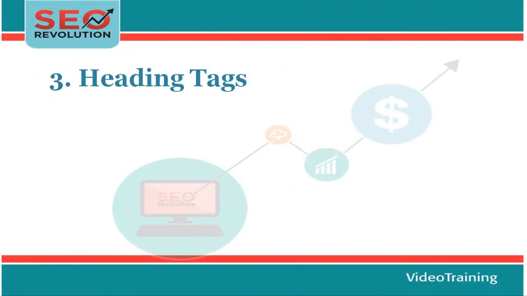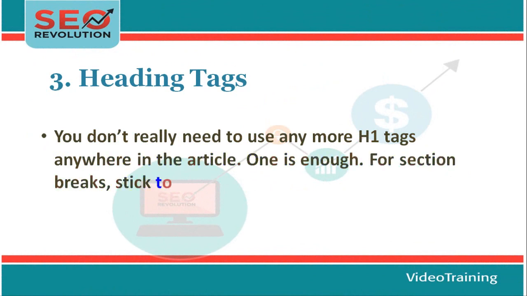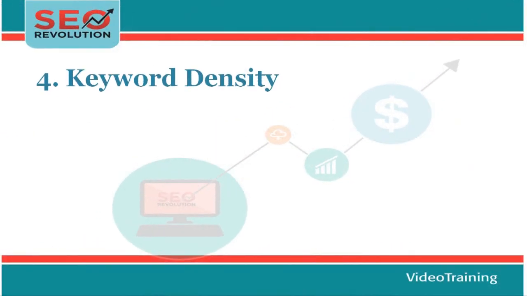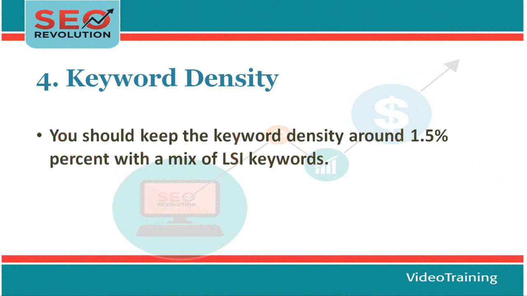Number 3. Heading tags. You don't really need to use any more H1 tags anywhere in the article. One is enough. For section breaks, stick to H2 and H3 tags. Number 4. Keyword density. You should keep the keyword density around 1.5% with a mix of LSI keywords.